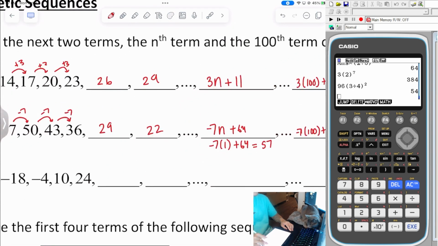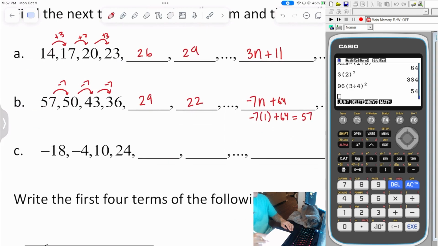Alrighty, let's continue. Now let's do the last one. Pause the video now if you want to try it on your own. If not, just follow along. So same thing again. Let's go ahead and find the difference between each of the terms of my sequence. It seems like I'm adding 14 each time. So if I had to predict the next two terms, it would be 38 and then 52.